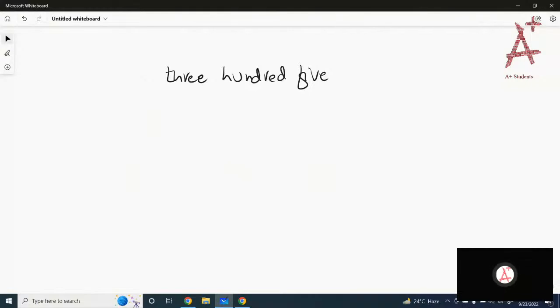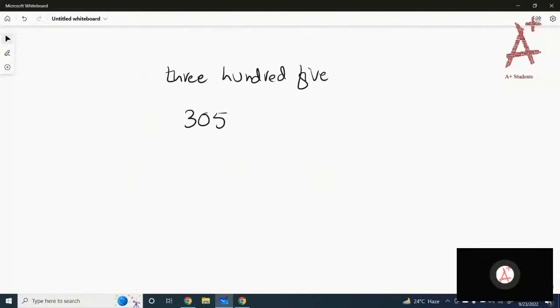305. So the digit that is at the hundreds place is 3. You don't have a digit at the tens, so you can write 0 at the tens, and the digit that is at the ones is 5. So it is 305. Got it? This way you can write 305 in the digits form.